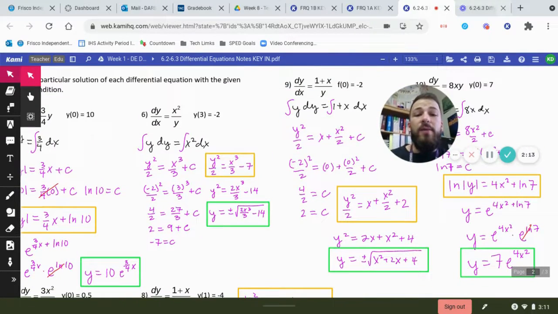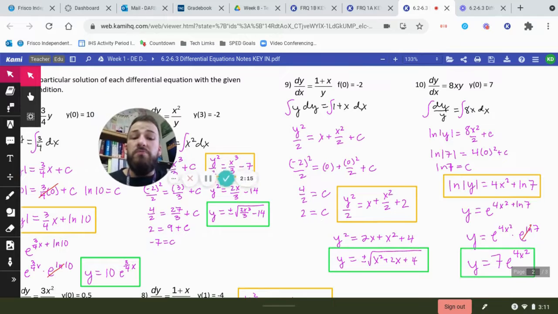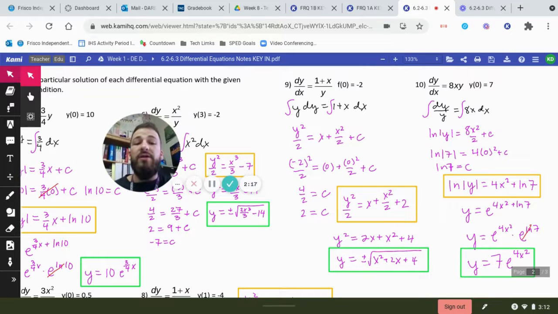Over on number 9, this one's pretty easy altogether. Multiply the y over. Integral of y is y squared over 2. Integral of 1 plus x is x plus x squared over 2. Plug in our values. We get 2 for c. Plug that in. You can leave it unsolved for y, or you can solve it out for y. And we get positive or negative square root of x squared plus 2x plus 4.